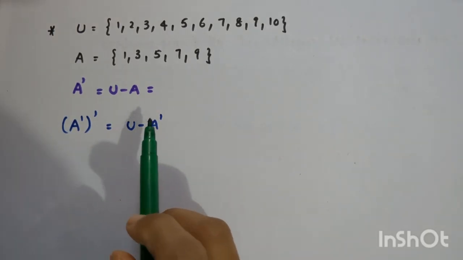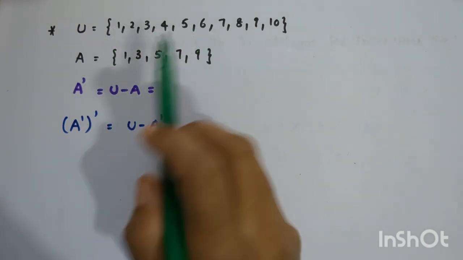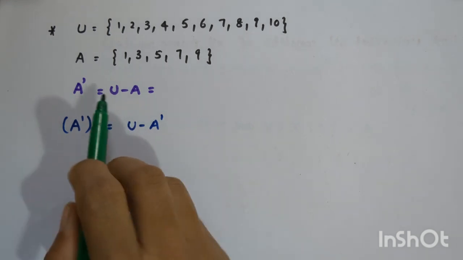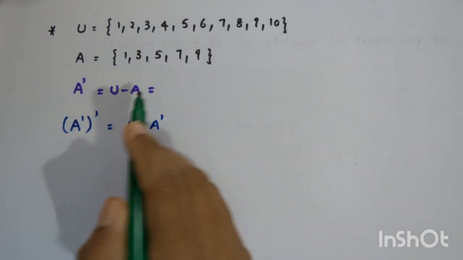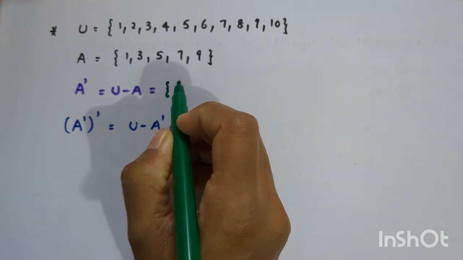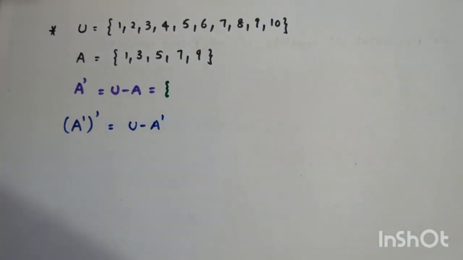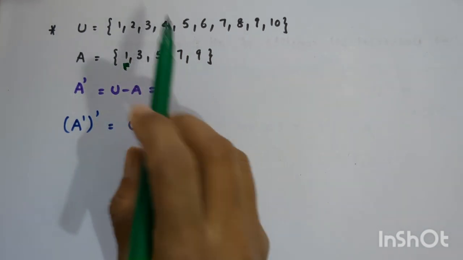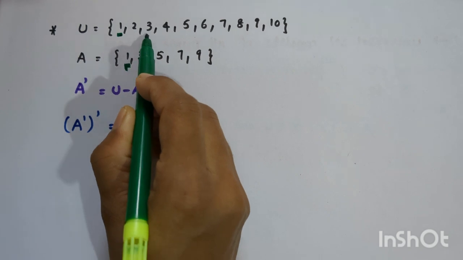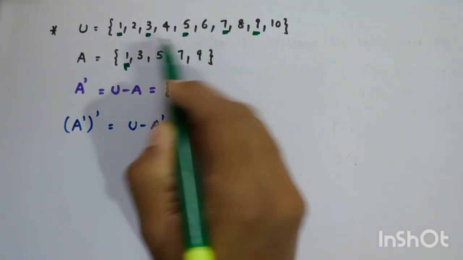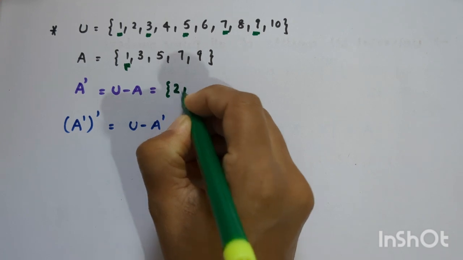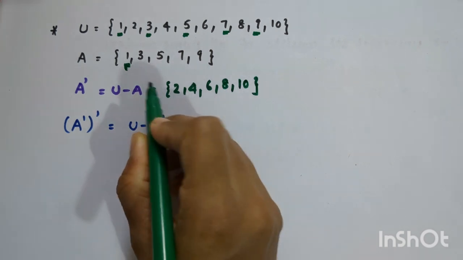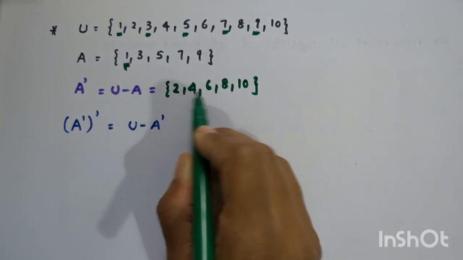Now, let us consider the universal set as the set of elements from 1 to 10, and let A be the set 1, 3, 5, 7, 9. Then what about A complement? A complement will be U minus A. That is, you want to write the elements which belong to U but not to A. You remove 1, 3, 5, 7, 9 from U, and you will get the elements 2, 4, 6, 8, 10. These are the elements of A complement. So A complement will be this set.